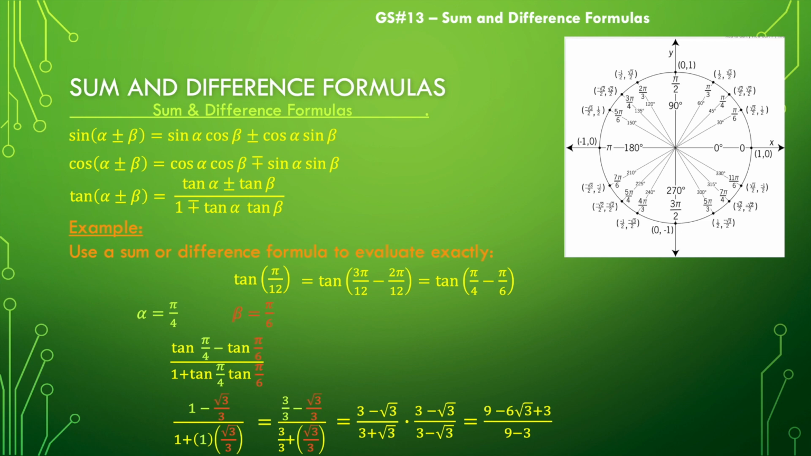So we should end up with 9 minus 6 rad 3 plus 3, all over 9 minus 3. When I simplify this, I end up with 12 minus 6 rad 3 over 6, which is 2 minus rad 3. Okay, we're going to go on and look at one more type of example here. These are a little easier now that we've worked with these formulas a little bit.